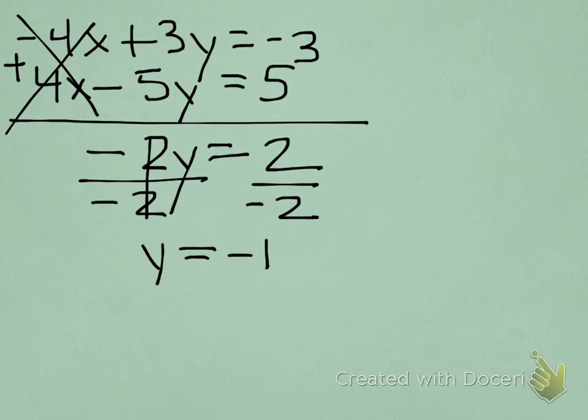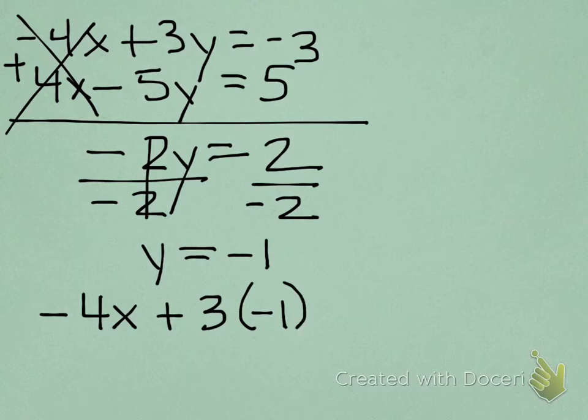When I've gotten whatever one variable equals, I need to plug it into either equation and solve for the other variable. So if I choose the first one, I would have negative 4x plus 3 times negative 1, which is replacing the y, equals negative 3, and now I can solve for x.